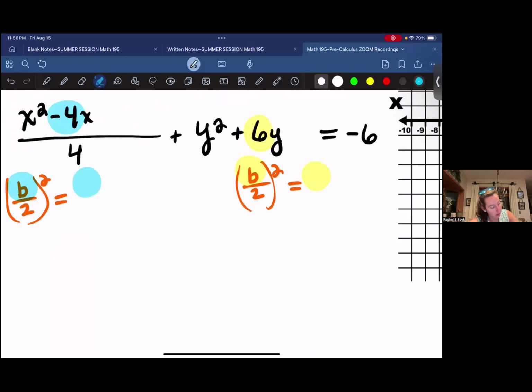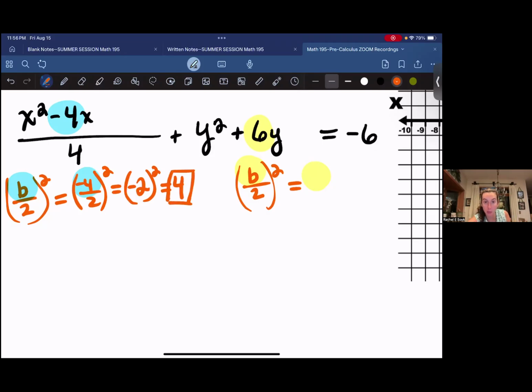Okay. So we get negative 4 divided by 2, which gives us negative 2, and then we square that and we get 4. That's the constant we'll add to both sides in a moment. With our y's, we get 6 divided by 2 in parentheses squared, which is 3 squared, which is 9. And that's going to be what we add to both sides for our y's.